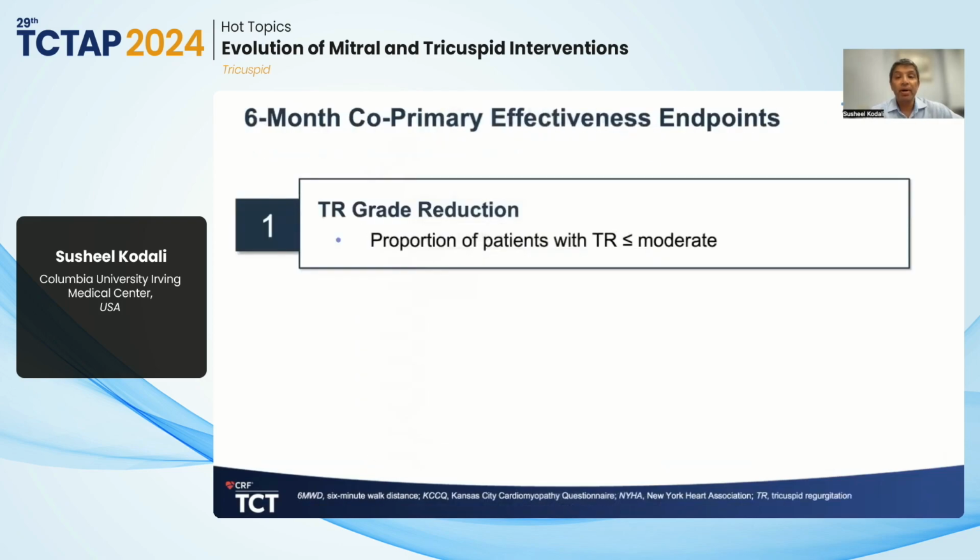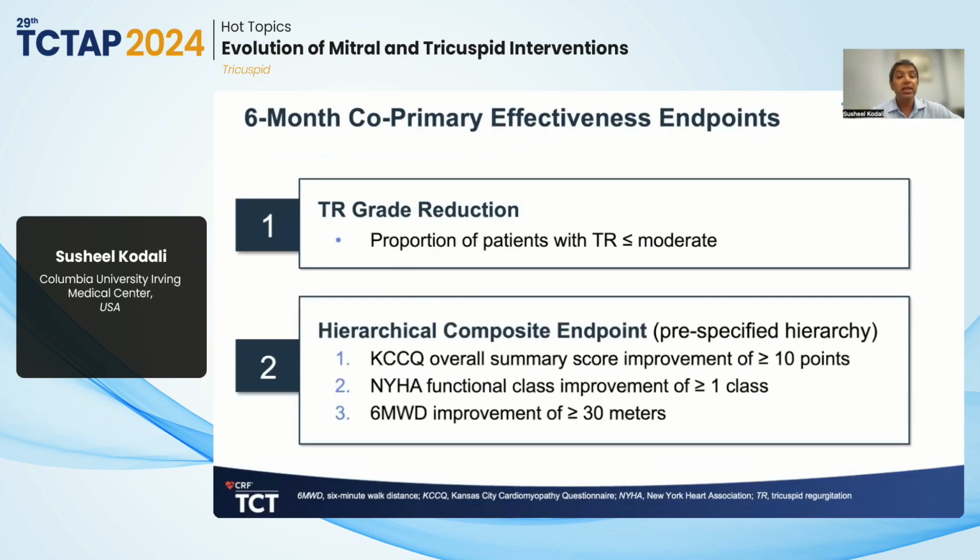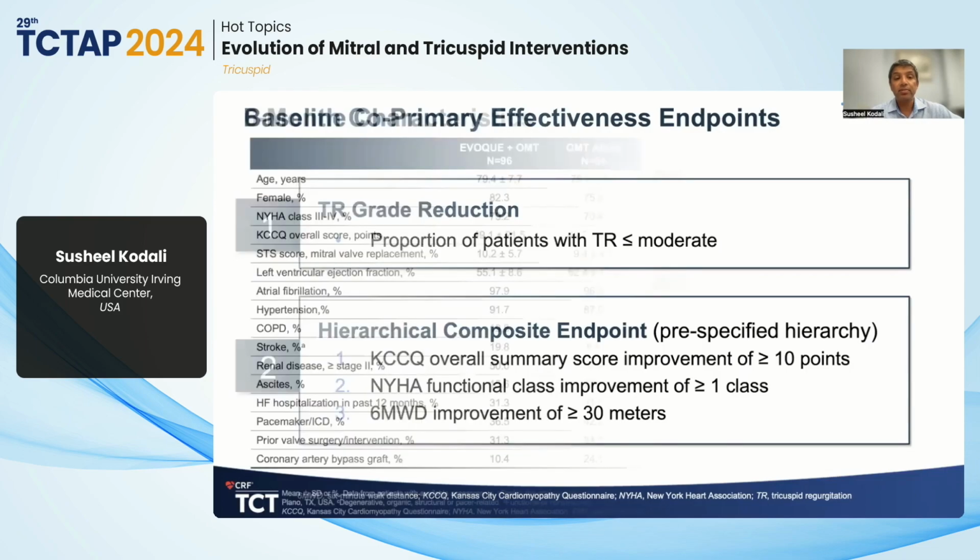The two co-primary effectiveness endpoints at 6 months included TR grade reduction to moderate or less, and the second was a hierarchical composite endpoint including improvements in KCCQ, NYHA, and 6-minute walk distance. This was compared between the two arms using the Finkelstein-Schoenfeld method.